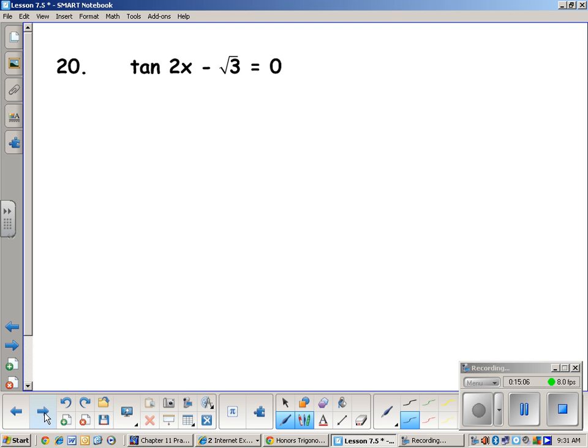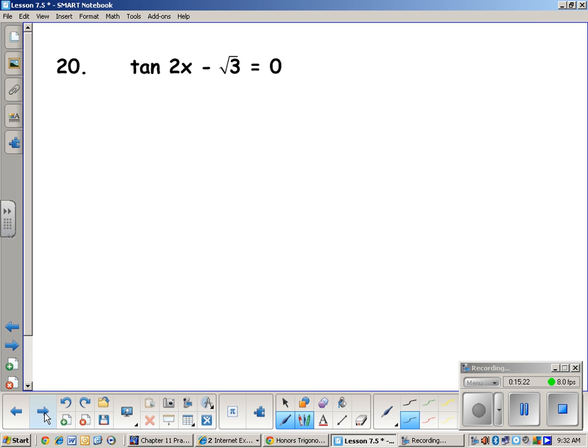What's the rule for tangent? Same for cosine. What is it? X has to be between negative 90 degrees and positive 90 degrees. Or do you want to know?